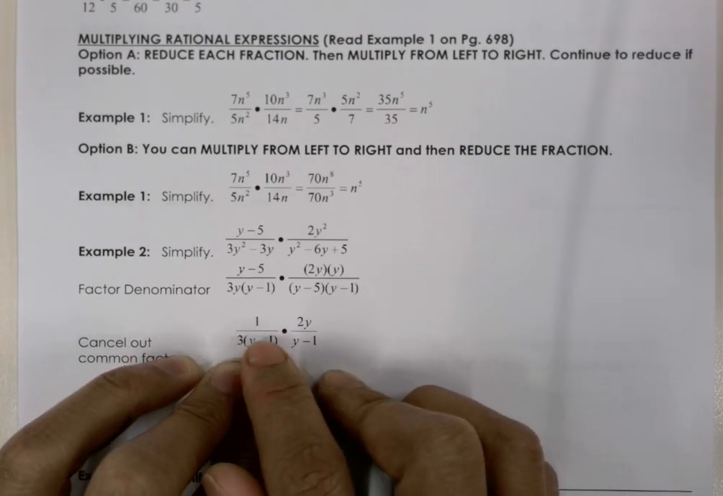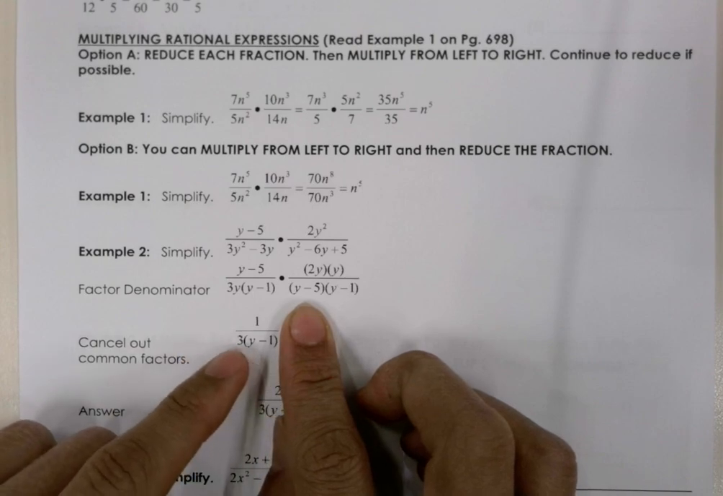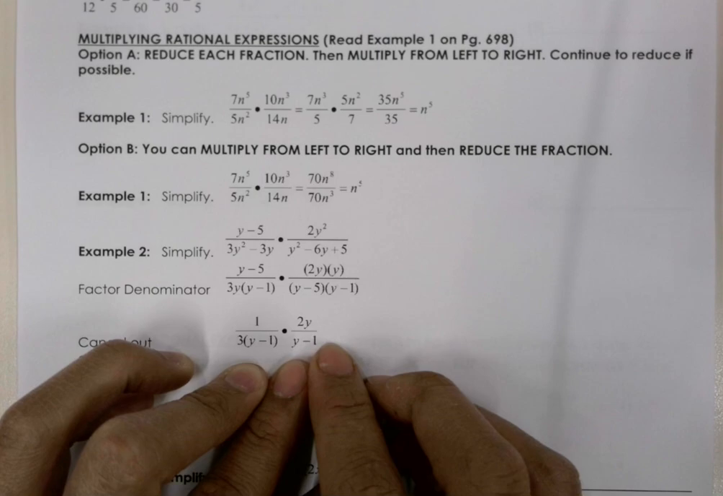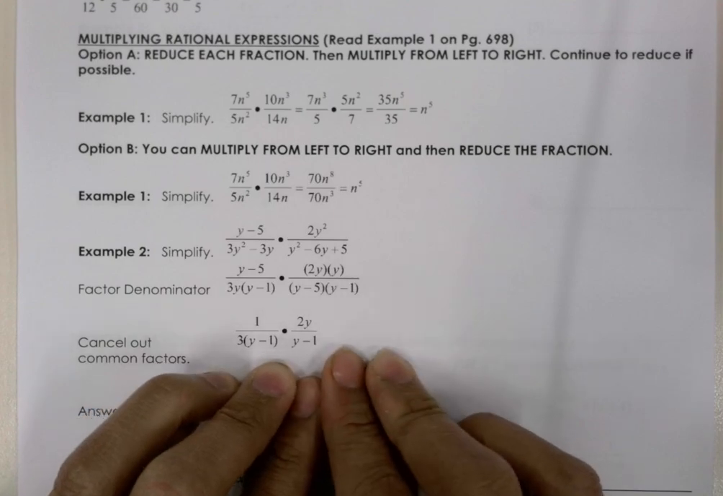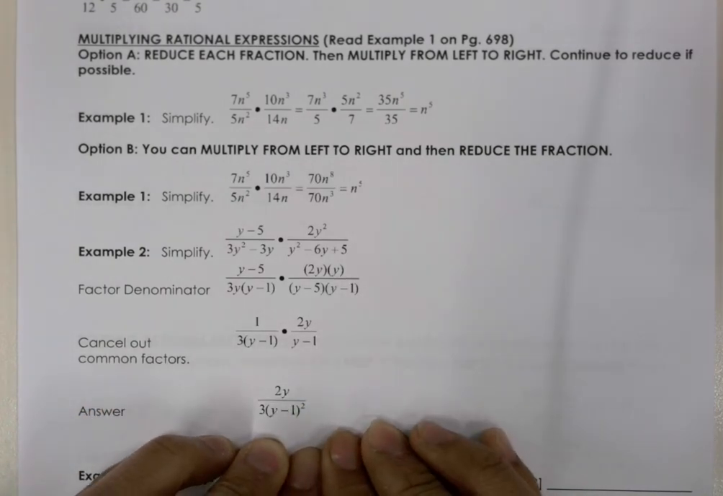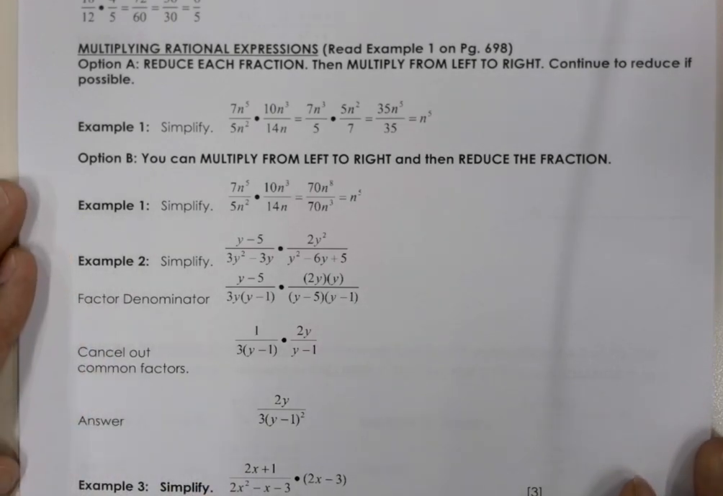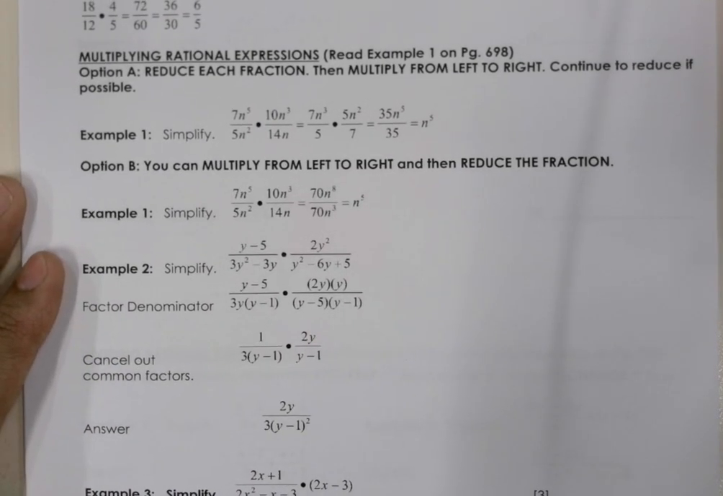We're left with 1 over 3 times y minus 1, right? You can see here that the y canceled out. And on the right side, the y in the numerator canceled out, and so did the y minus 5 in the denominator. So this is what we have left. Right? So we simplified first, and then we multiplied straight across. And so those are 2 strategies that we're going to use in the next problems to multiply these rational expressions.